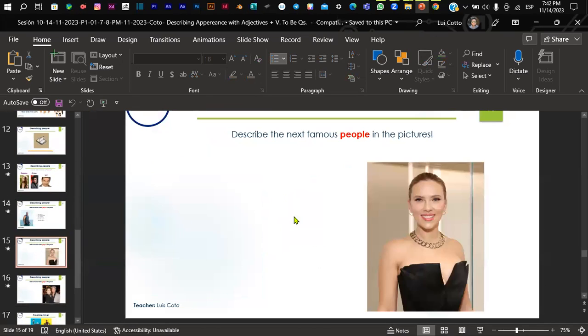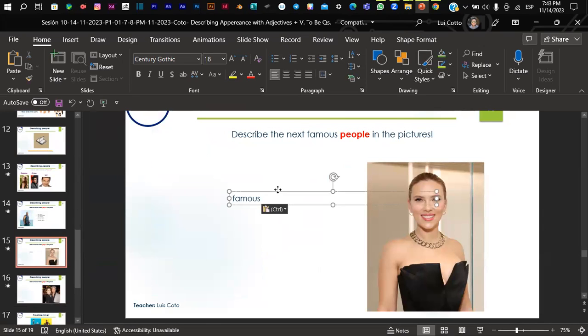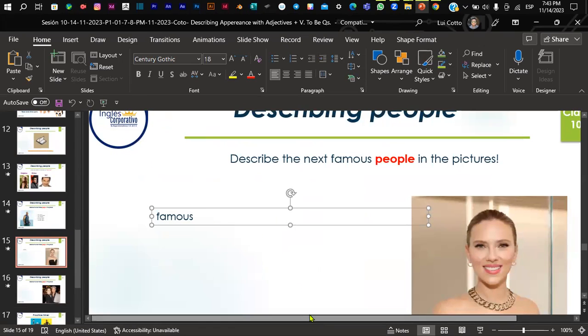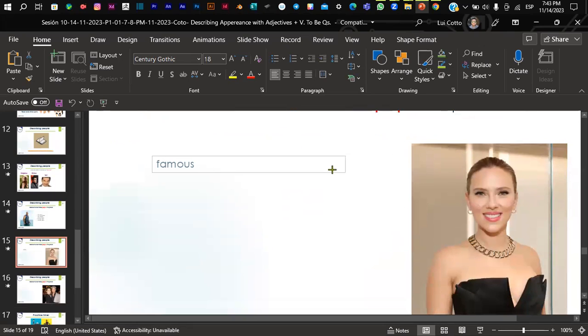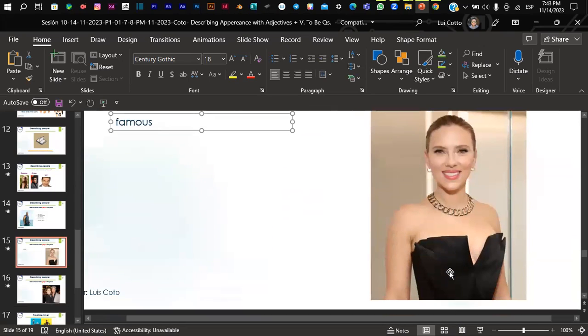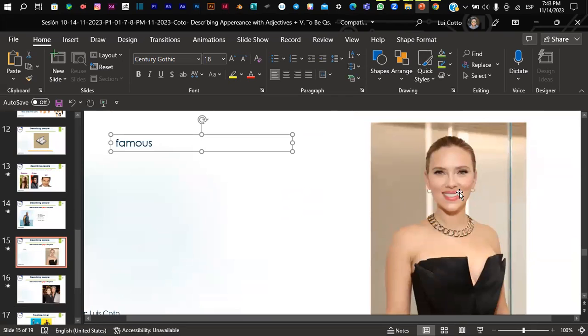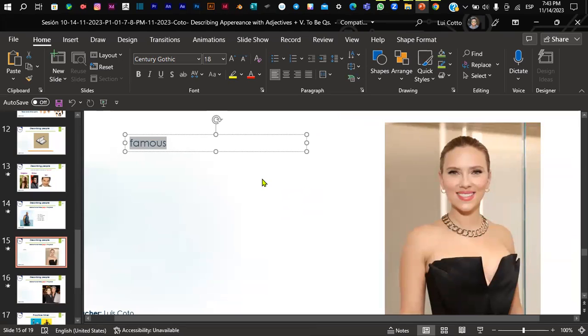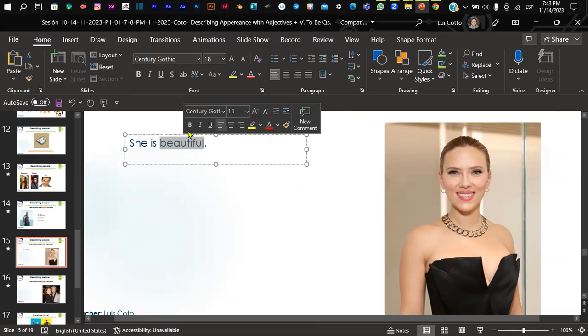Next actor. Okay, boys, your turn. Boys, your turn. Who is she? Who is she? Who is the actress? This is Scarlett Johansson. The Black Widow, correct. Very good. Okay, she is beautiful. She's beautiful. You're beautiful, but not the song. Okay, what else?